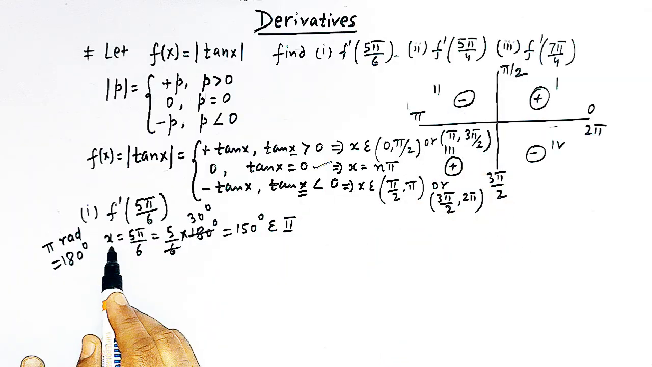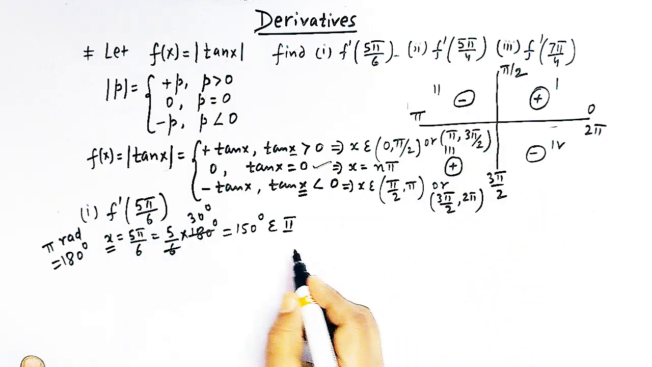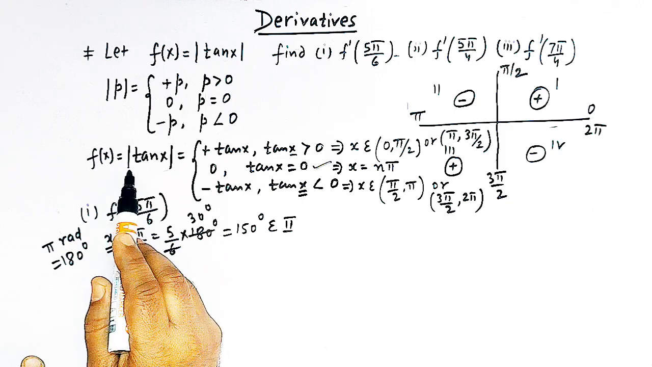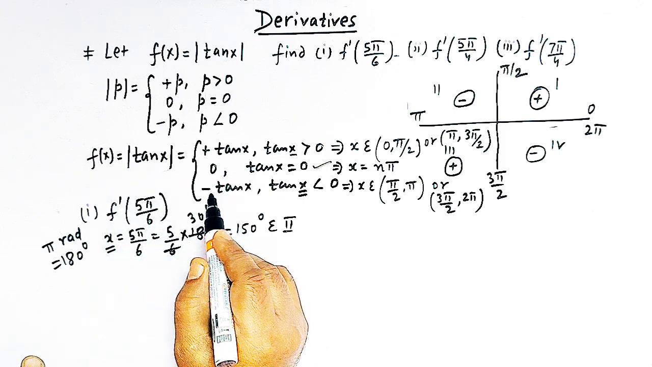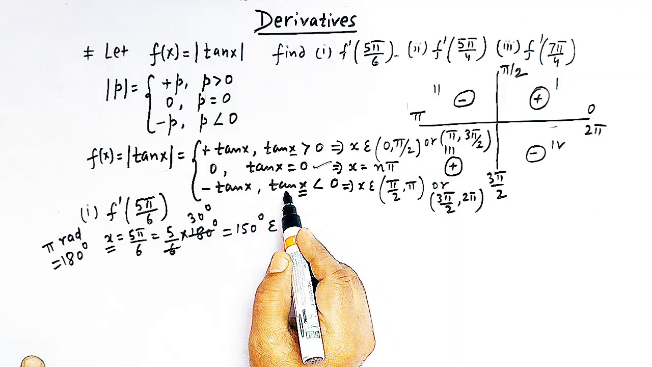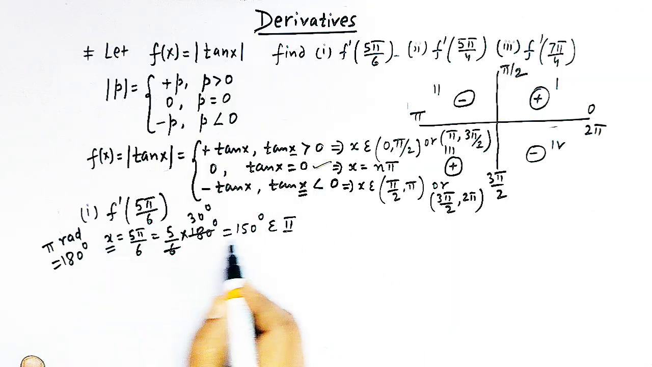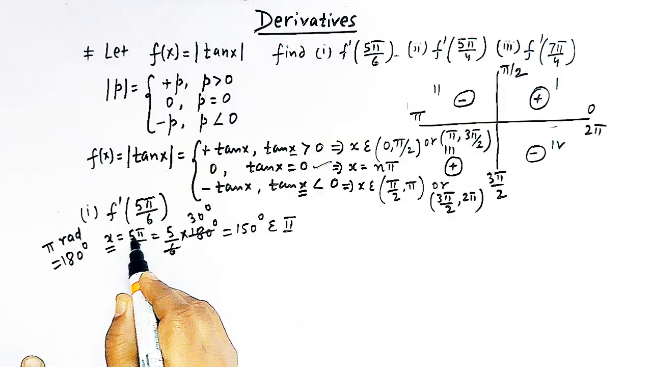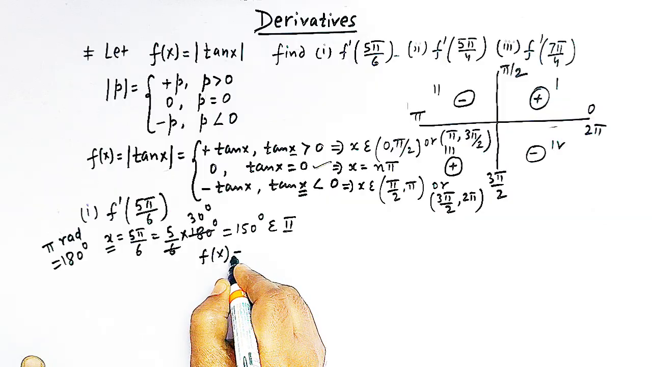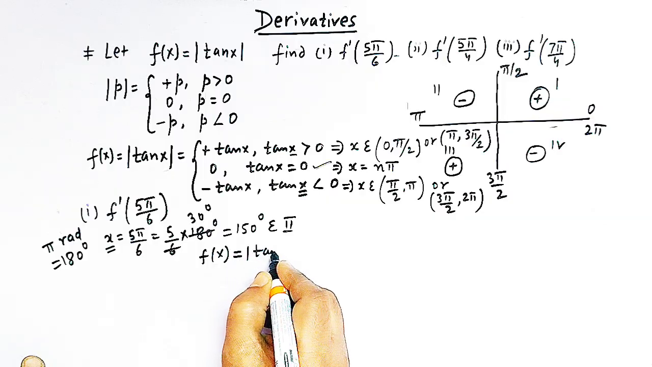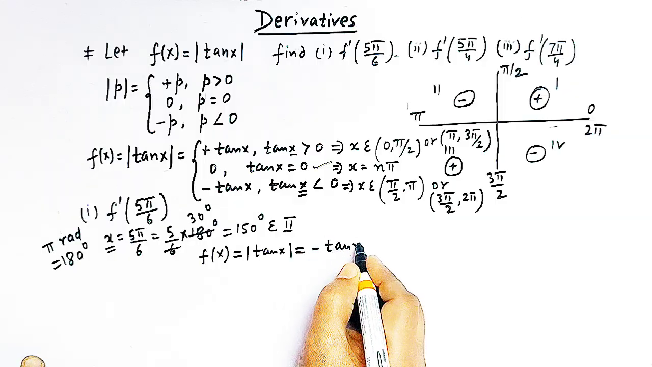So when the value of x lies in the second quadrant, then the value of mod of tan x should be equal to the negative of tan x, because tan x is less than 0. So here x is 150 degrees or 5 pi by 6. Therefore we should define the function f of x, that is mod of tan x, as equal to negative of tan x.